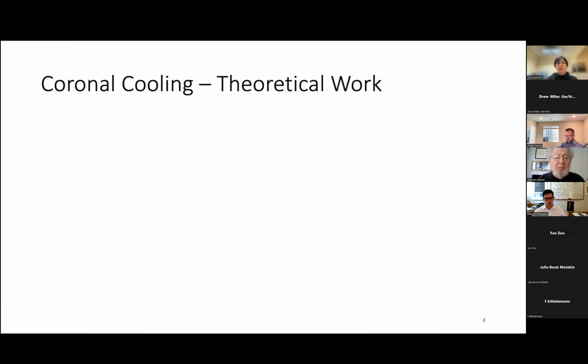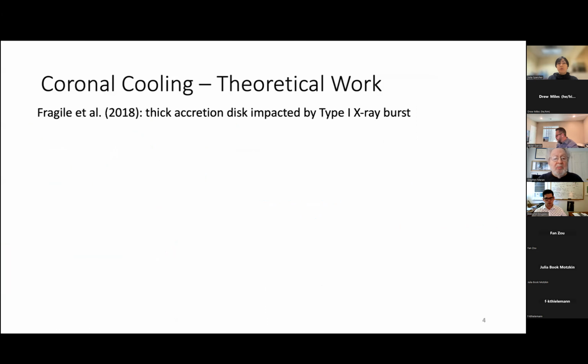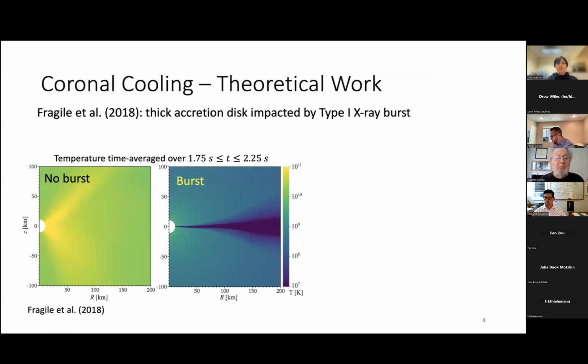This coronal cooling has been investigated in theoretical work, such as simulations. In 2018, Fragile et al. simulated a thick accretion disk representing a corona being impacted by a Type I X-ray burst. Here are resulting figures from their simulations. These figures show the temperature distributed in space, time averaged over a half second interval. On the left, for a simulation where no burst occurred, on the right for a simulation with a burst.